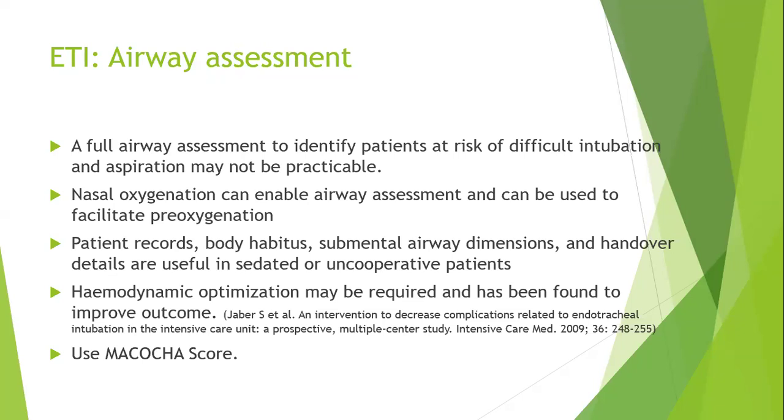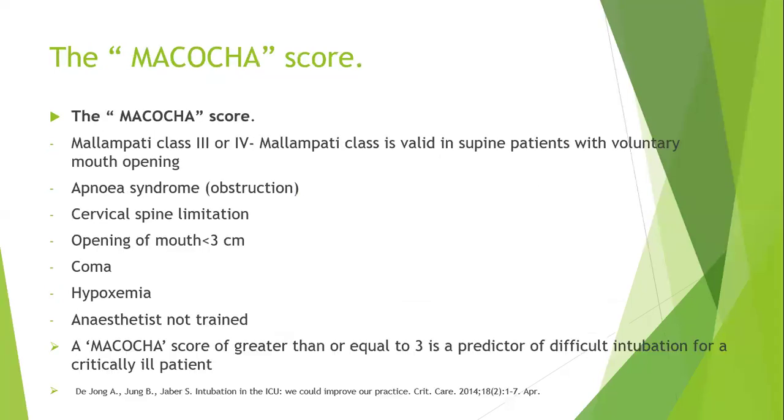So the patient's record is very important for us to assess the patient's body habitus, handover details, especially for patients who are sedated or uncooperative. Another thing is that one of the assessments you need to do is hemodynamic optimization. All right, even as part of your assessment, hemodynamic optimization has been found to improve outcome, and there's this validated score that has been used especially for airway assessment in the ICU. It's called the MACOCHA score. The MACOCHA score is a list of items that we can assess. One of them is Mallampati.